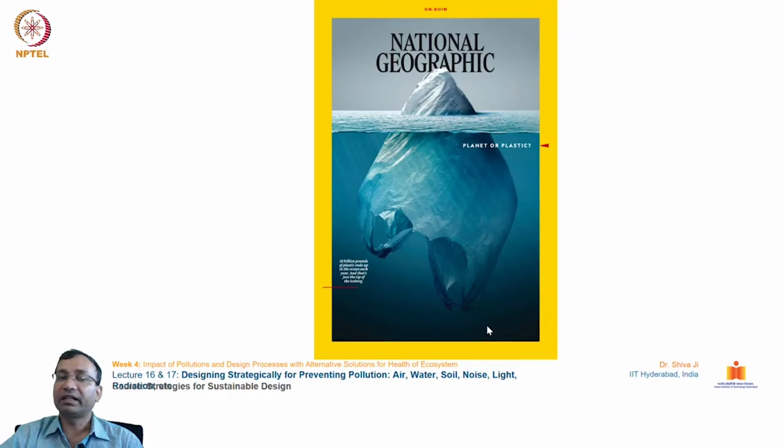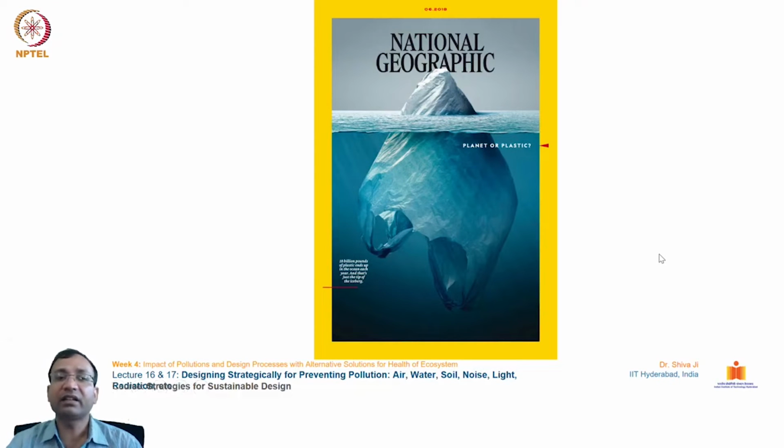This problem was highlighted by National Geographic. You may have seen the cover page of this magazine. This is a piece of plastic floating inside a water body, shown as a planet of plastic. It looks like a piece of an iceberg. What we can see is that the extent of pollution these days is very little, but it has the potential to damage up to a much larger extent. That's the message one can draw from this cover image, which is quite literal.